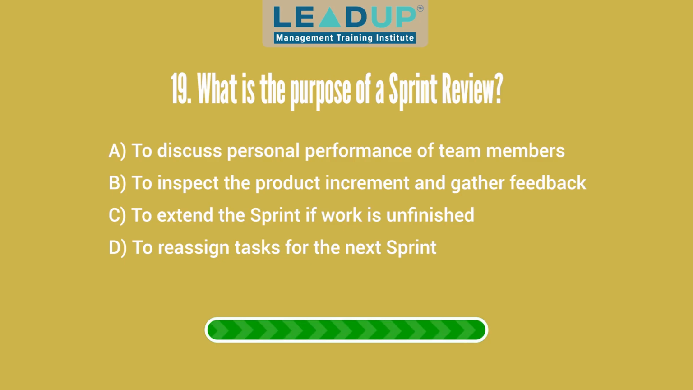Question 19. What is the purpose of a sprint review? A. To discuss personal performance of team members. B. To inspect the product increment and gather feedback. C. To extend the sprint if work is unfinished. And D. To reassign tasks for the next sprint. Answer: to inspect the product increment and gather feedback.